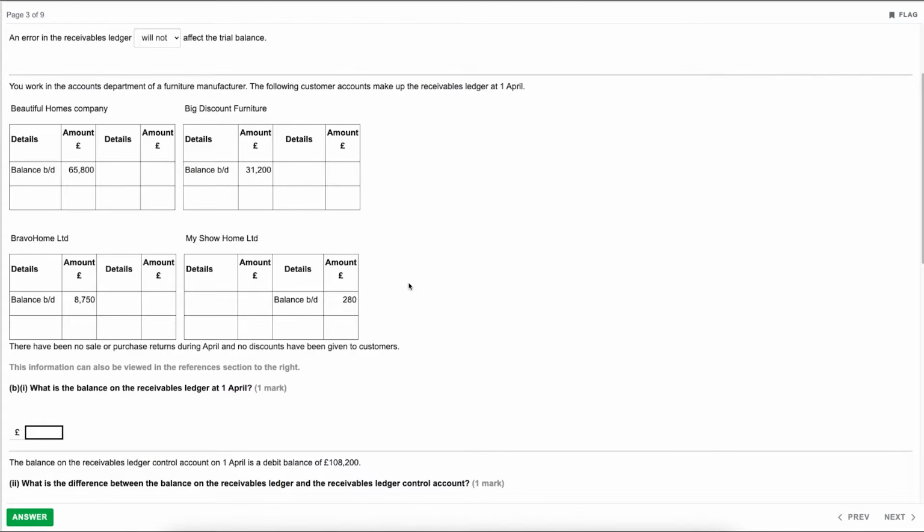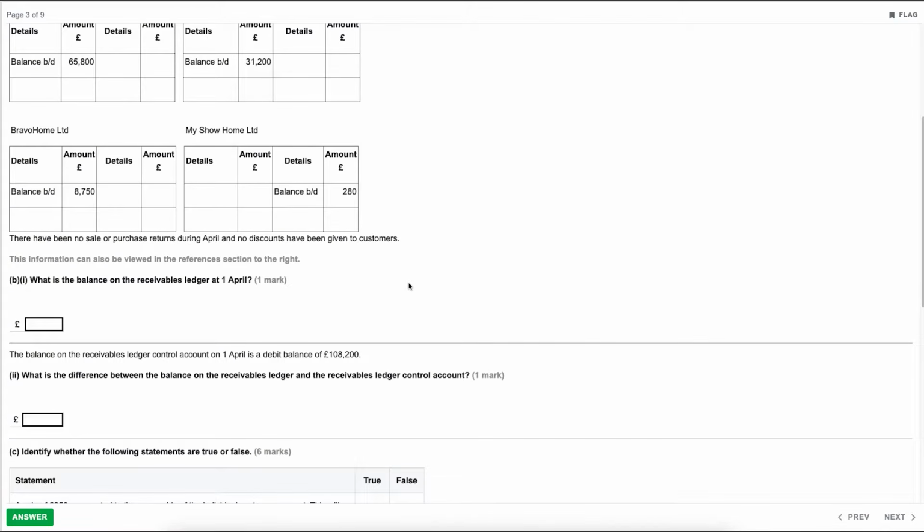You work in the accounts department of a furniture manufacturer. The following customer accounts make up the receivables ledger as at the 1st of April. And we can see we've got 4 customers on there. It then states there have been no sale or purchase returns during April and no discounts have been given to customers. Part B, what is the balance on the receivables ledger at the 1st of April?